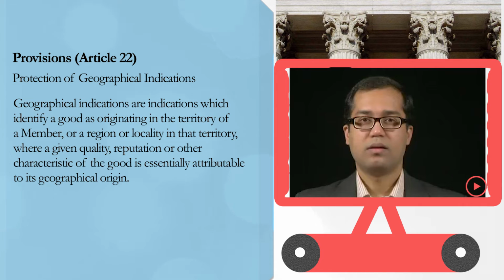Geographical indications are, for the purposes of this agreement, indications which identify a good as originating in the territory of a member or a region or locality in that territory, where a given quality, reputation, or other characteristic of the good is essentially attributable to its geographical origin.